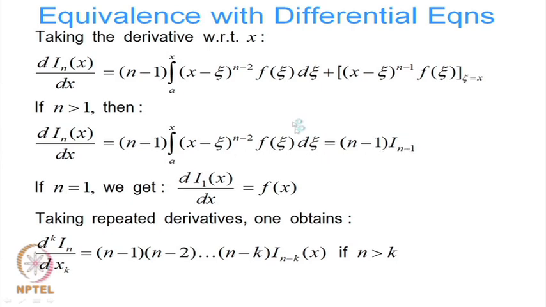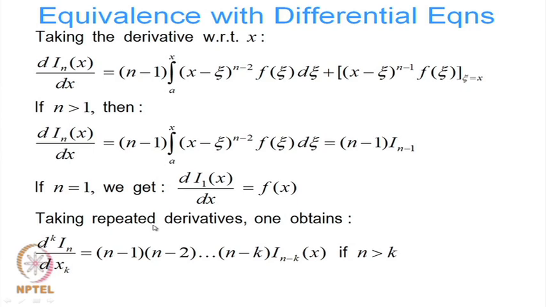So this is what we get, and this was when n was greater than 1. If n is equal to 1, what's going to happen? In that case, n is equal to 1, so this term becomes 1. So this term goes to 0, 0 to the power anything is equal to 1. And then we have f of x. So this term is going to be f of x, and that term is going to contribute 0 because n is equal to 1. So this term becomes 0, right. So if n is equal to 1, we get dI_1(x)/dx equal to f of x.